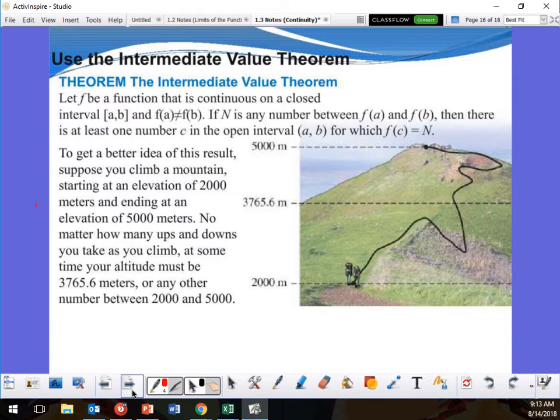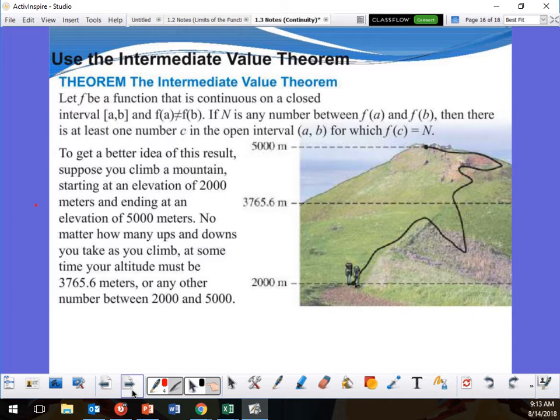Okay? N is any number in between those two right there. N is going to be any number in between there. Then there is at least one number, C, in the open interval. So now it's saying over the open interval, what does that mean? Okay, very good. But what is it actually saying? Because right now we stated at the beginning on an interval that's closed, but now on an open interval.